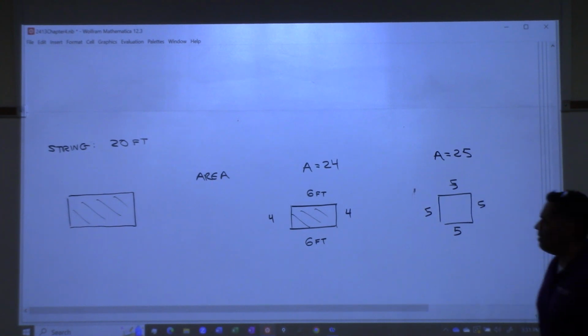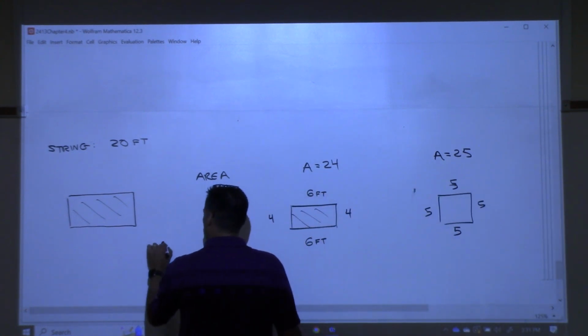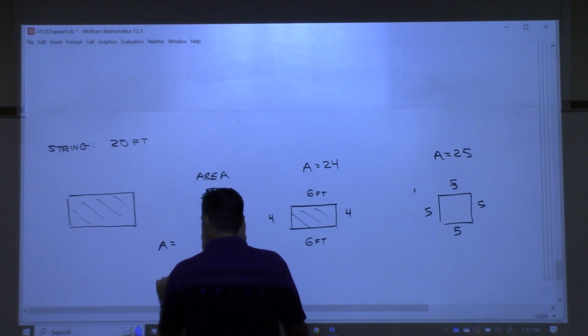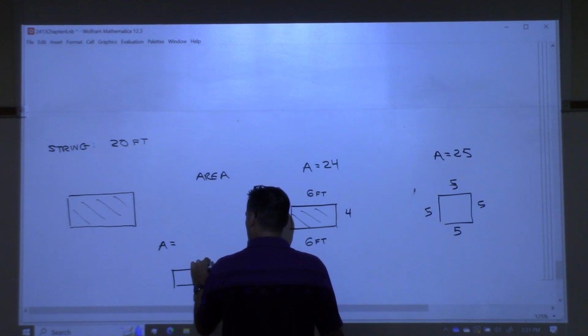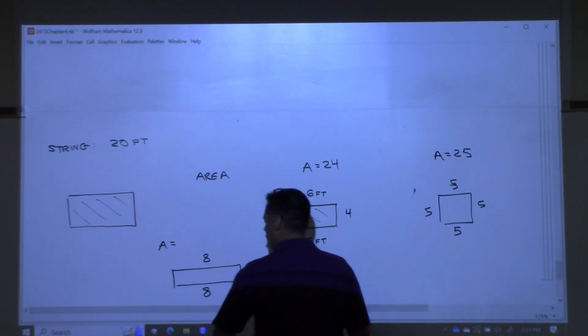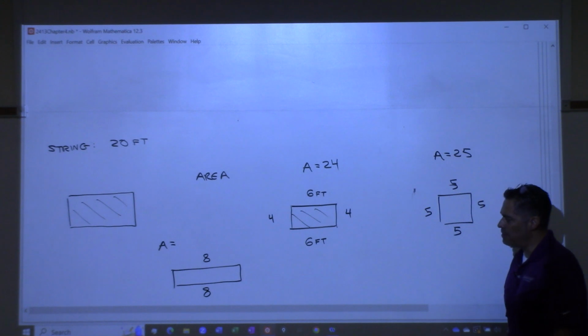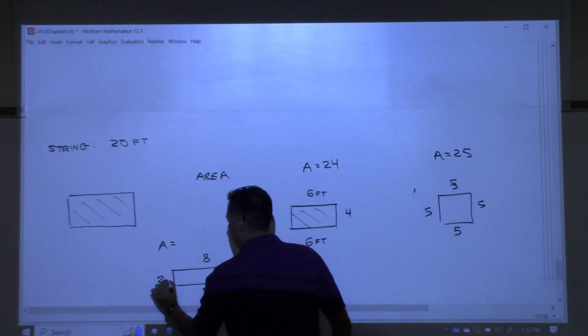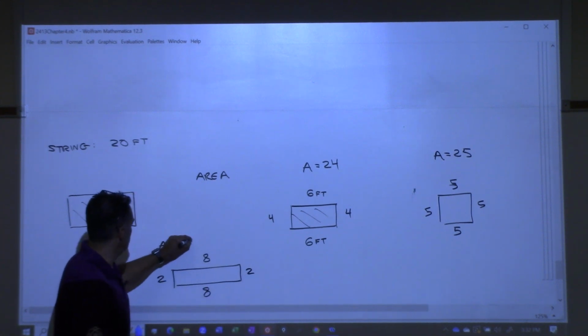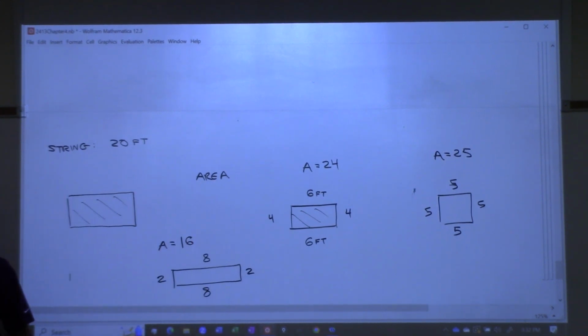All right, let's do another scenario. Could I have done this? How about this scenario where I go, I don't know, 8 and 8? The other sides would have to be 2 and 2, right? And you would have an area of 16. See, we're all using the same amount of string, right? So we all have the same perimeter, don't we? We have the same perimeter, but we're not getting the same areas.